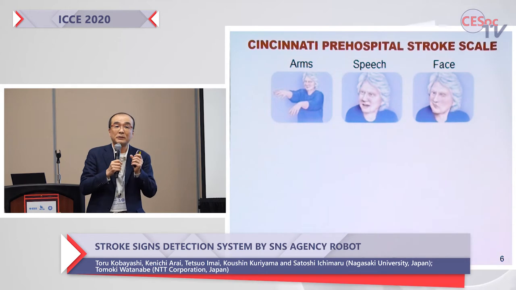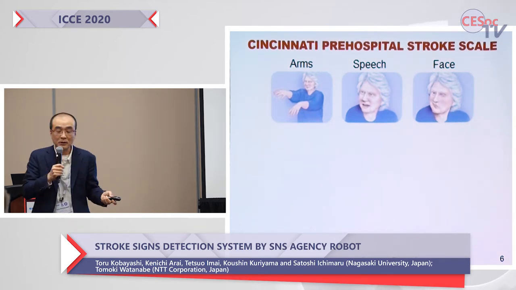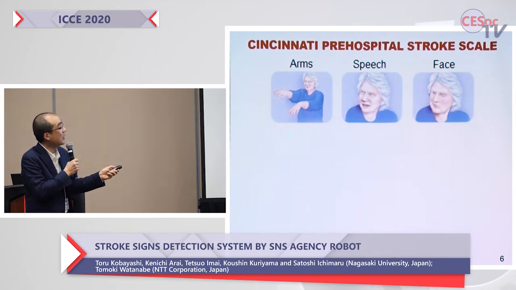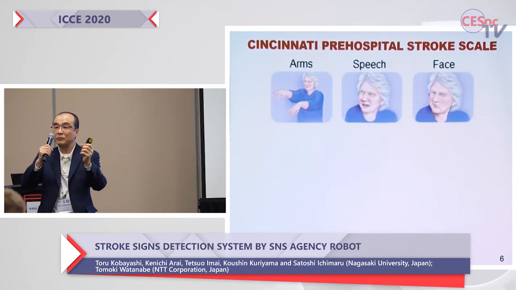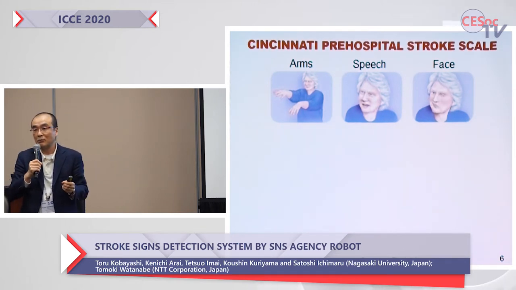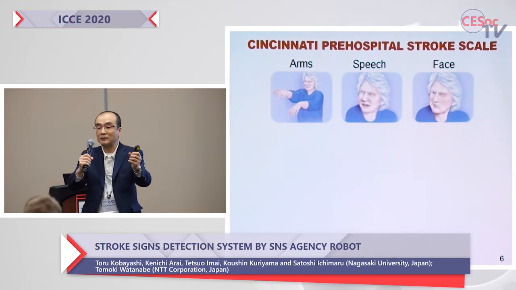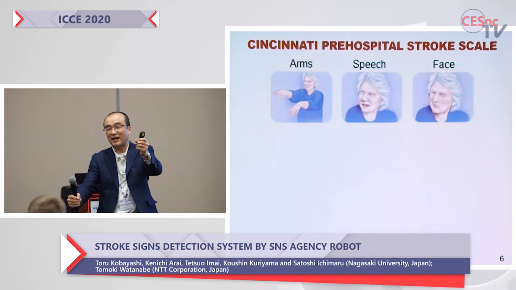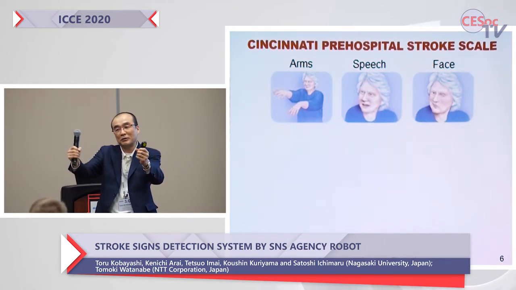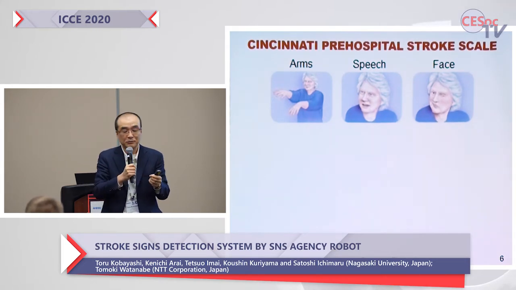There are some scales to detect stroke, such as brain diseases. For example, arms. Of course, you can lift up both arms like this. But in the initial stage of stroke, a human cannot lift both hands like here. Only one hand goes up, but the other hand cannot lift up. This is one phenomenon of the initial stage of stroke.